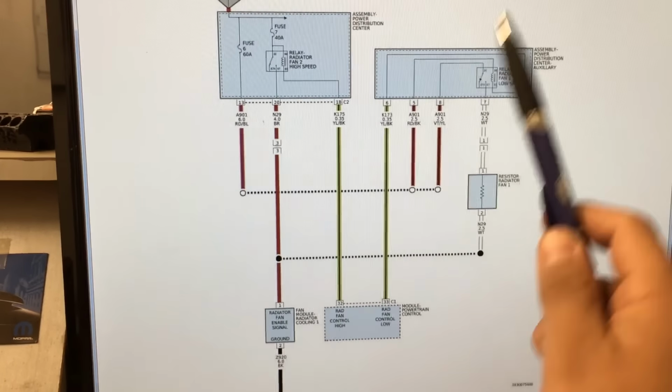Now, if we take a look at the low speed function, you'll see that right here at the PCM, it says radiator fan control low. This is how the PCM is going to control the low side. And over here it says radiator fan control high. This is how it's going to control the high speed.